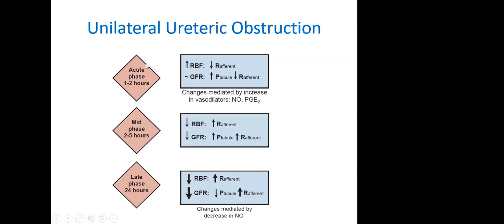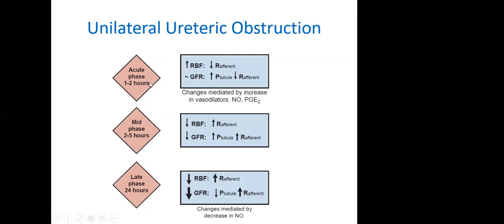So this is the diagram. As I already told, remember, unilateral ureteric obstruction has 3 phases, that is a triphasic pattern. This pattern is specific only for unilateral, not for bilateral. Remember, this is an exam question. What are the 3 phases? One is the acute phase, another is the mid phase, and another is the late phase. The acute phase, as I already told, is the first 1 to 2 hours, the mid phase is 2 to 5 hours, and the late phase is after 24 hours, even after there is no treatment.